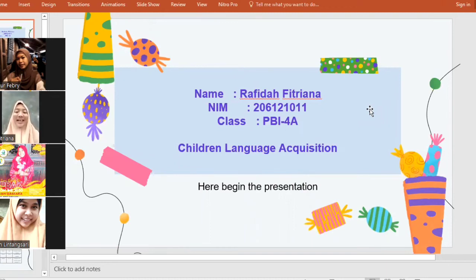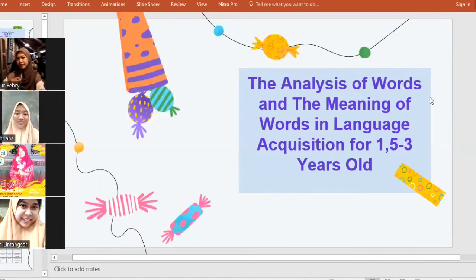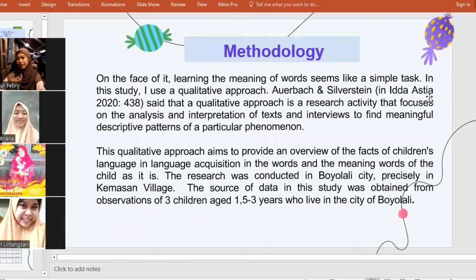Hello everyone, I am Rafidah Fitriana. My student number is 20612101. Next. Here, I will present the material about the analysis of words and the meaning of words in language acquisition for 1 year and 6 months to 3 years old. Let's see. Next.